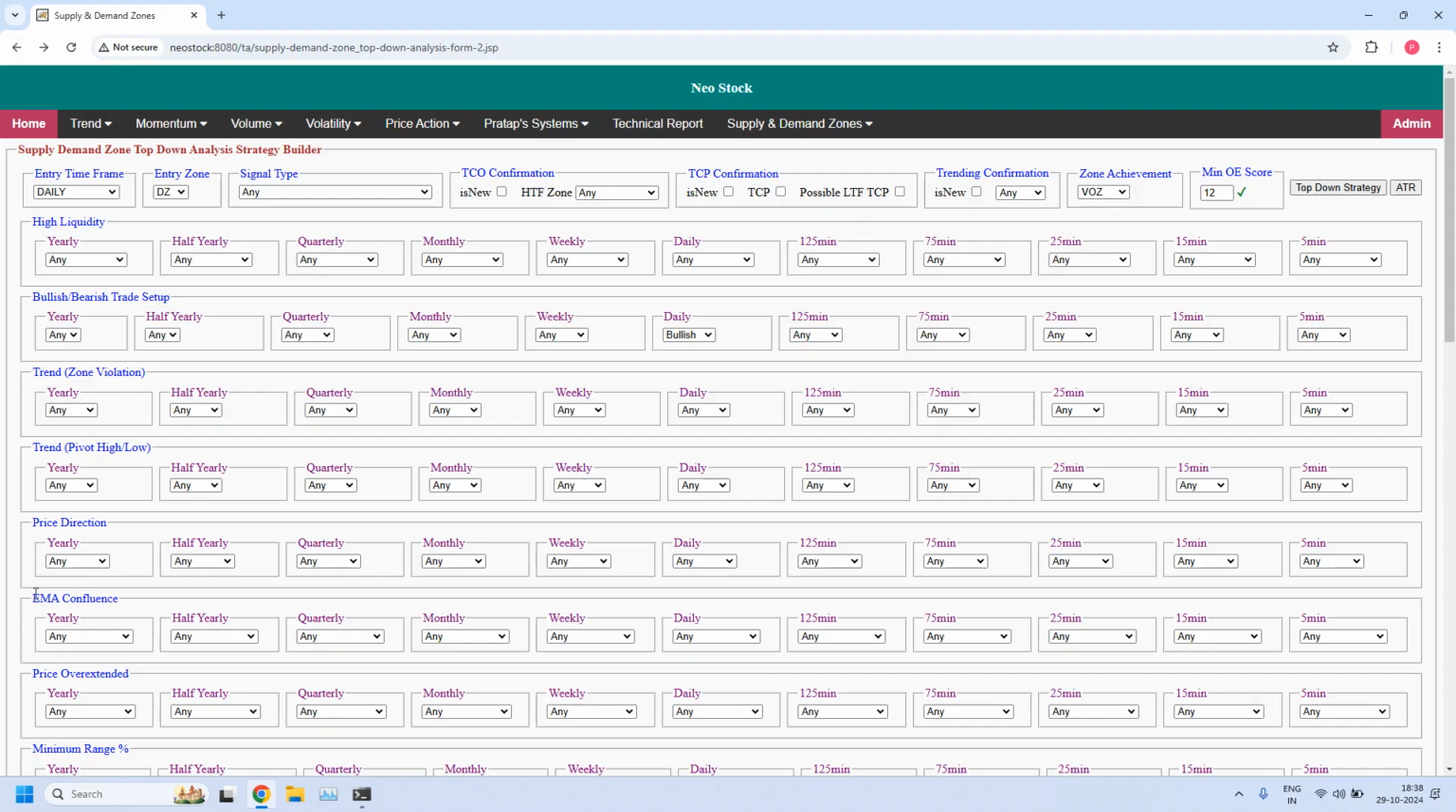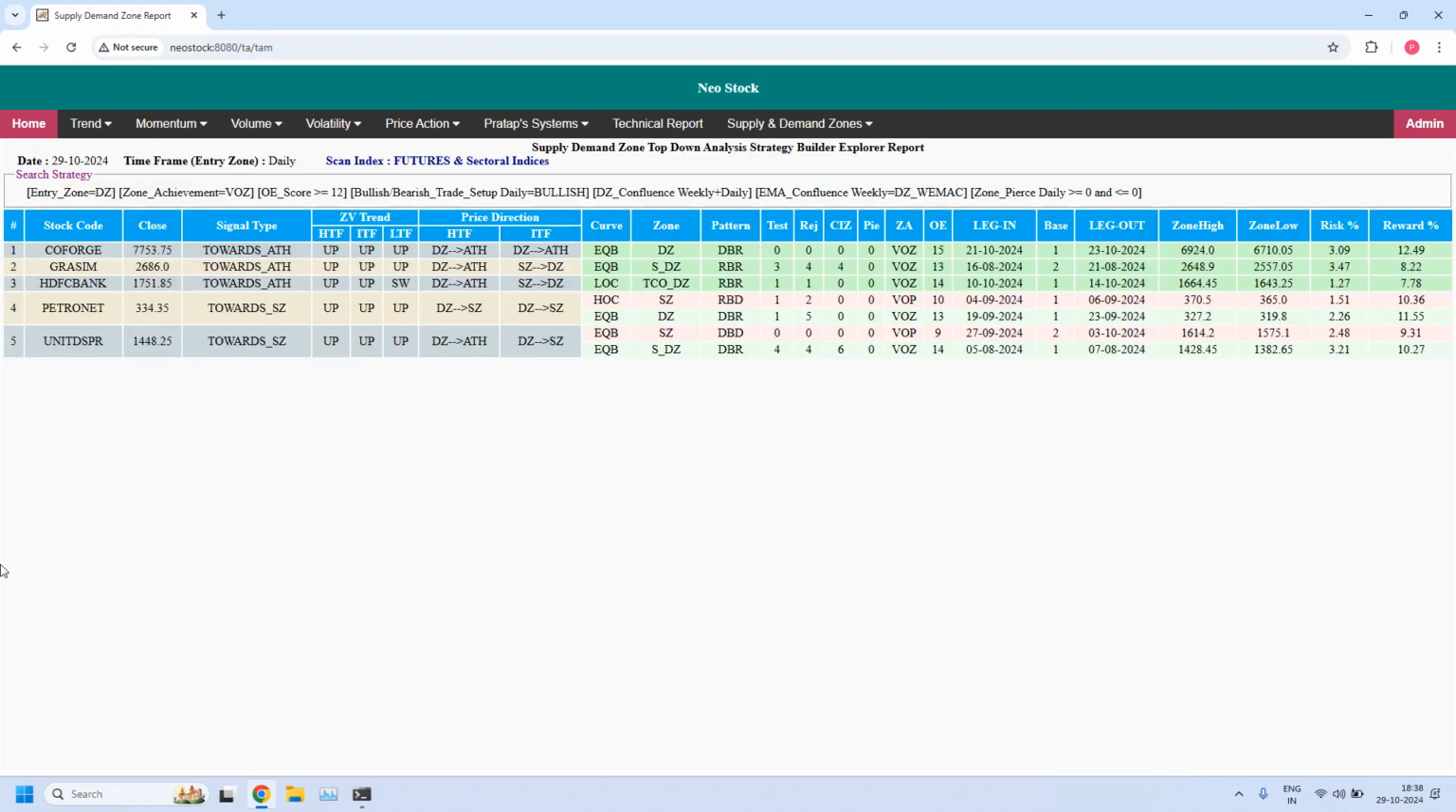Let's verify. In the EMA confluence, weekly time frame, the weekly demand zone with weekly EMA confluence filter is enabled. Let's verify. We got 5 stocks. So these 5 stocks are even more high probability setup supported stocks. Even some of these zones are having a high liquidity.